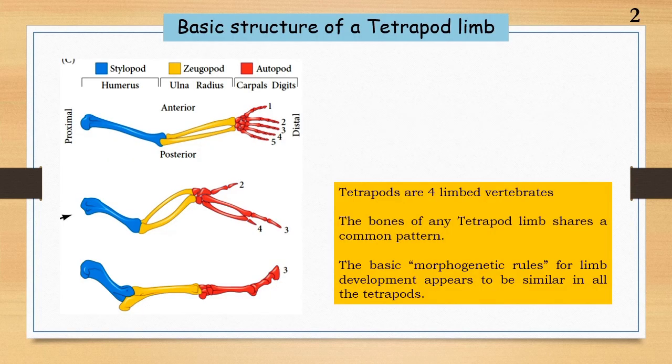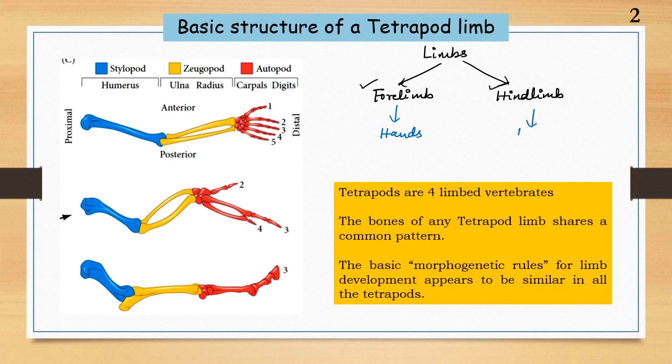First of all, let's know about the basic structure of a tetrapod limb. Limbs are of two types: forelimb and hind limb. Those limbs that are present on the anterior end of the body trunk, or towards the mouth opening, are known as forelimbs, and those limbs that are present on the anal opening side, or towards the posterior end of the body trunk, are known as hind limbs. In the case of humans, forelimbs are hands and hind limbs are legs.